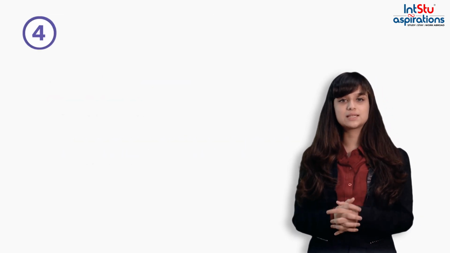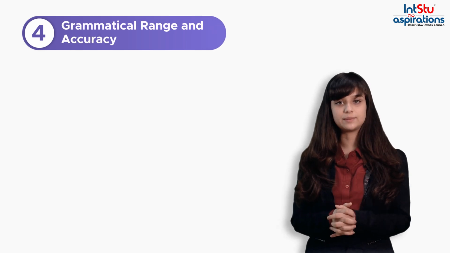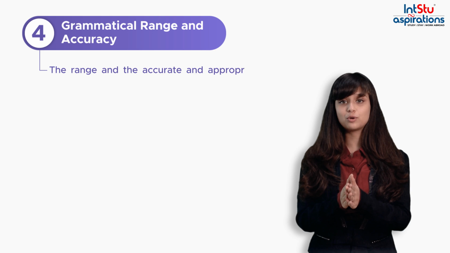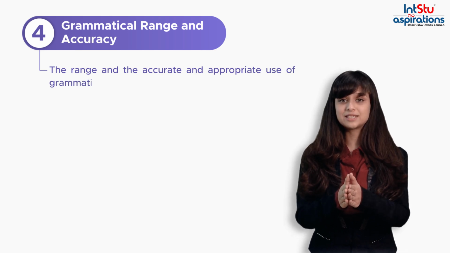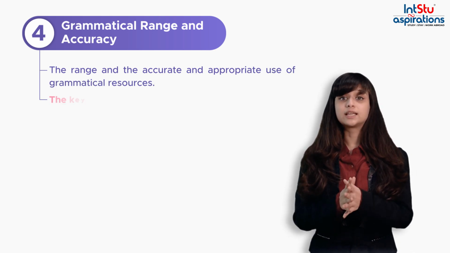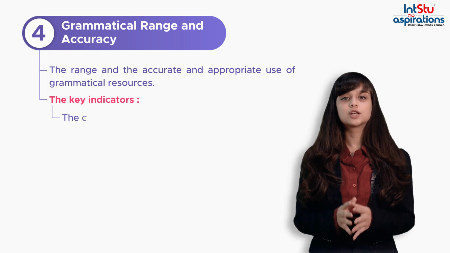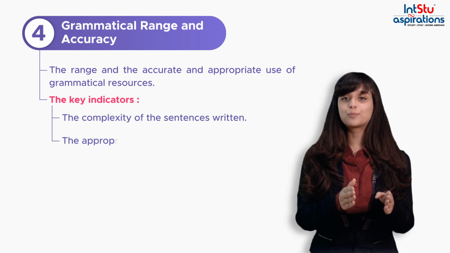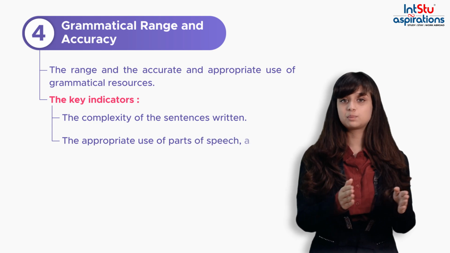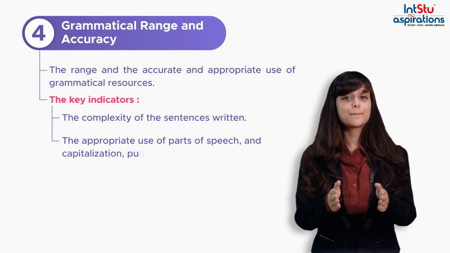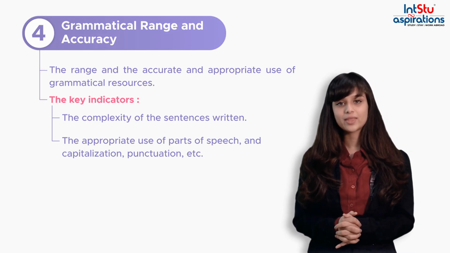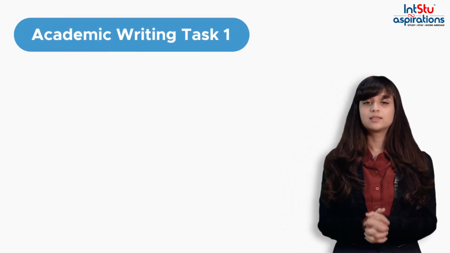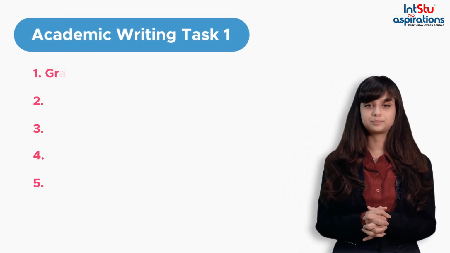The last one is grammatical range and accuracy. This refers to the range and the accurate and appropriate use of grammatical resources. The key indicators are the complexity of the sentences written and the appropriate use of parts of speech and capitalization, punctuation, etc. Coming to the types of academic writing task 1, there are 5 main task types.